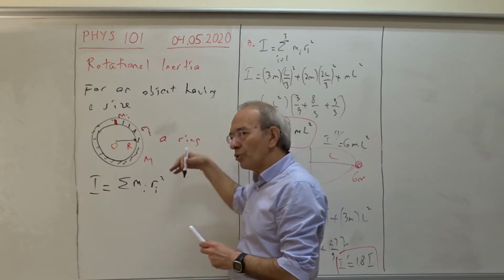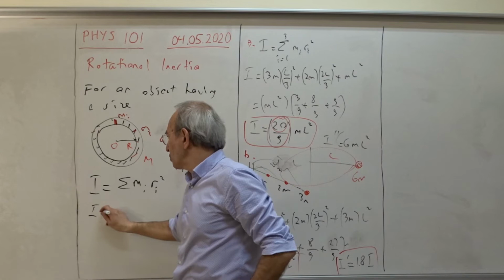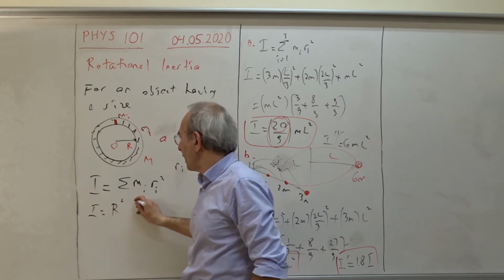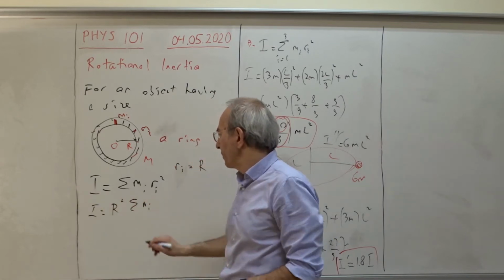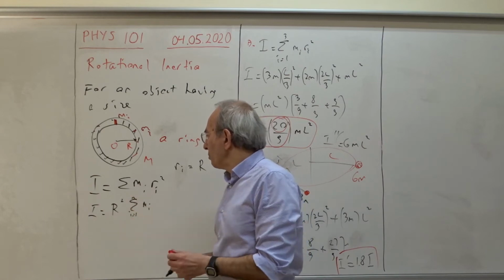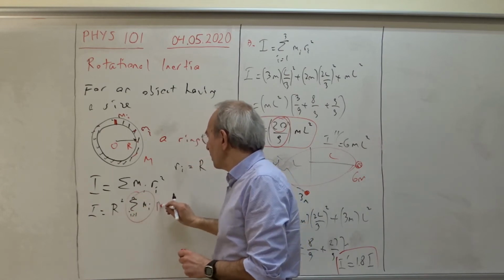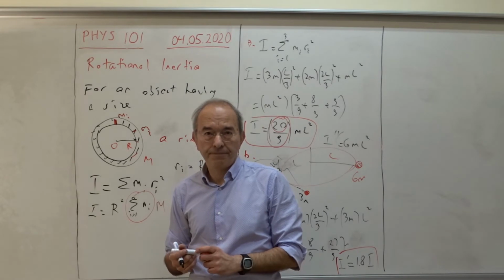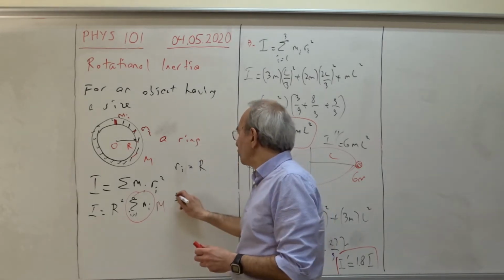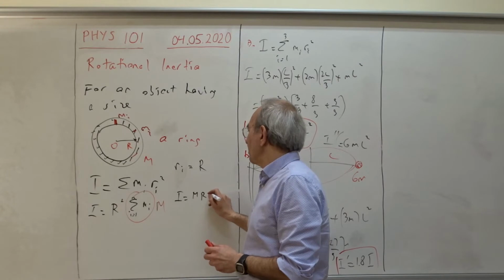So we can take this constant outside. Therefore, I turns out to be r squared times the sum of the masses, i from 1 to n. But this sum is just the total mass of the ring. Therefore, for this ring, I is equal to mass times r squared.